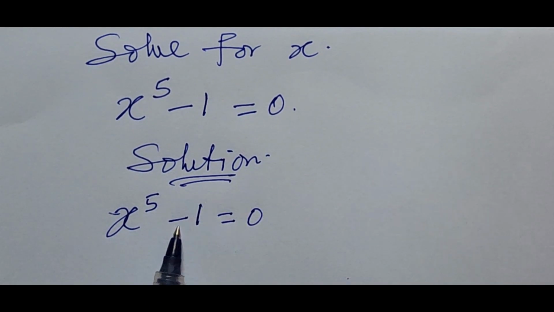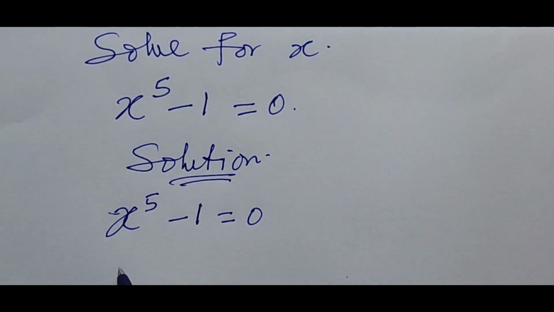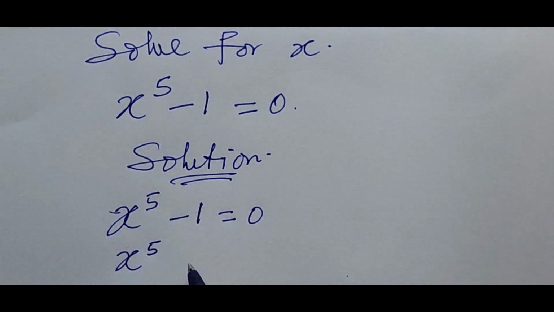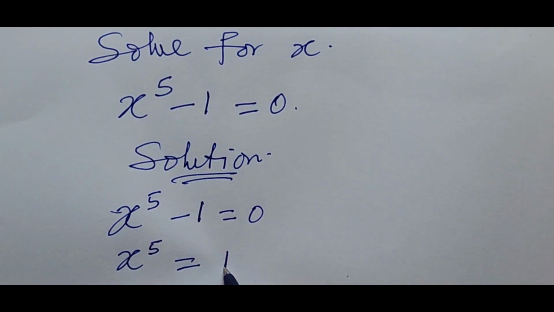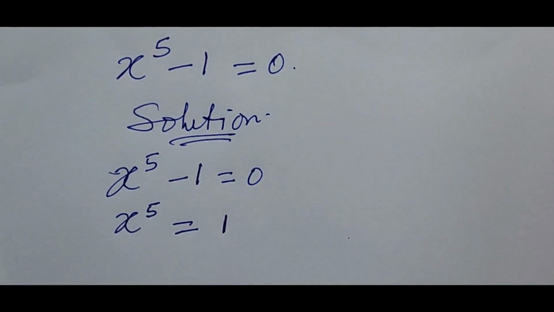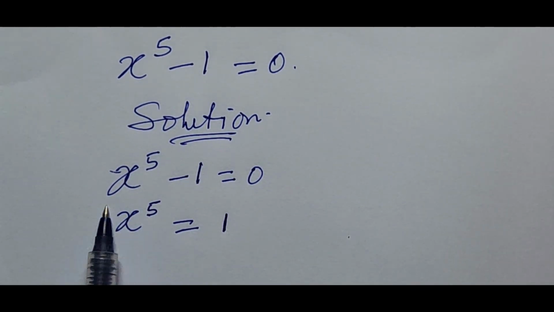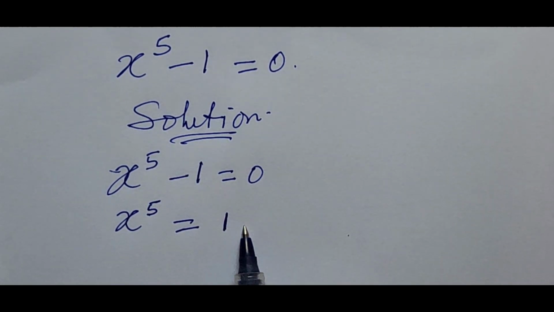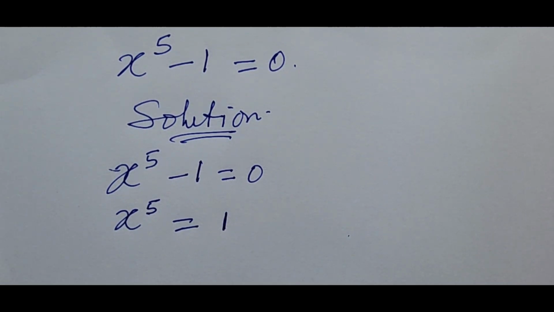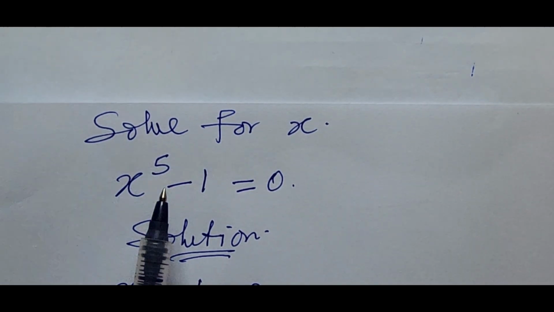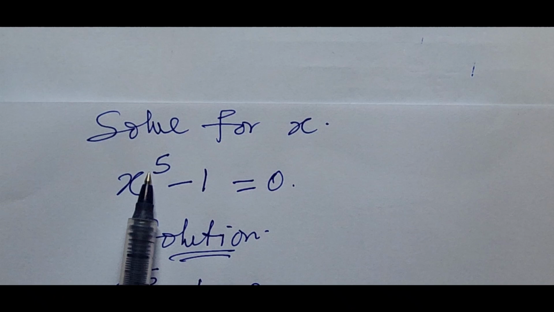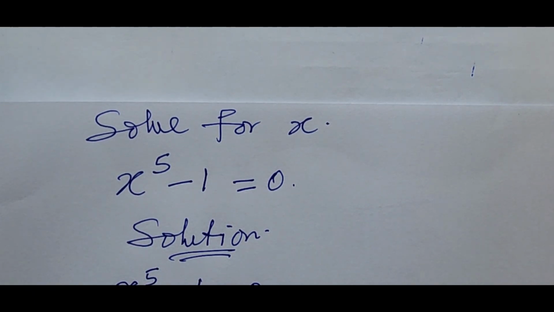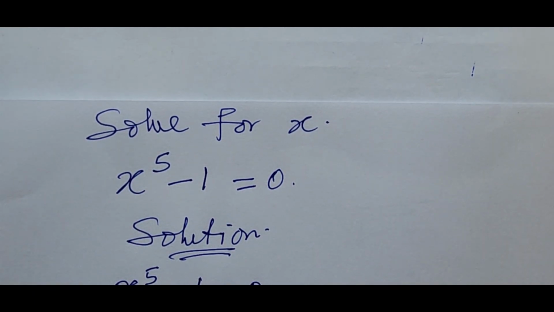Now we send this 1 to this side of the equation. This is going to give us x to the power of 5 equal to positive 1. Now if we decide to raise this side of the equation to the power of 1 over 5, we're going to have x equal to 1. But if you check the power here, it is 5. So it suggests that we look for 5 roots to this challenge. So how do we get the other 4 roots?